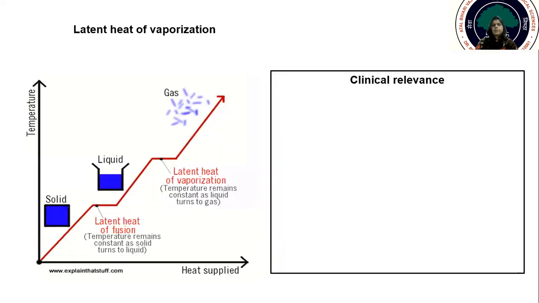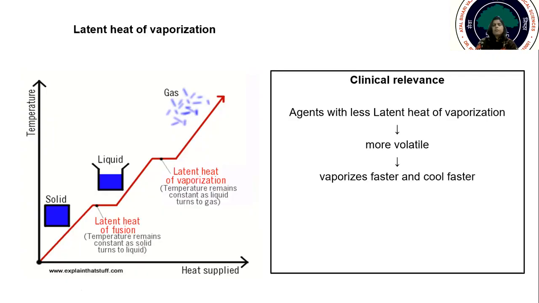What is latent heat of vaporization? The amount of heat energy which is required to convert 1 unit of liquid into its gaseous state. And mind it that the temperature remains constant as liquid turns to gas. The clinical relevance is that agents with less latent heat of vaporization are more volatile. Thus, what will happen? They'll vaporize faster and cool faster.